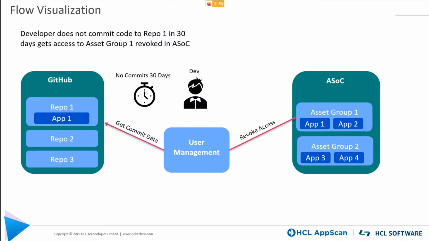Yeah, and for those of you who are not familiar with ASoC and the term asset group, this is basically our access control. An asset group is a group of assets, a group of applications that someone may or may not have access to. Yep. And users get their roles and permissions granted to them based on asset groups. So whatever asset groups you belong to, your permissions are limited to that asset group.